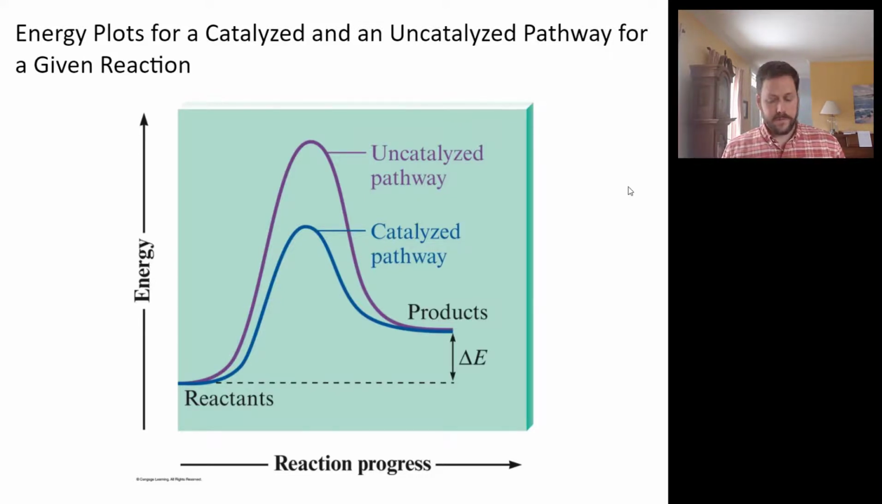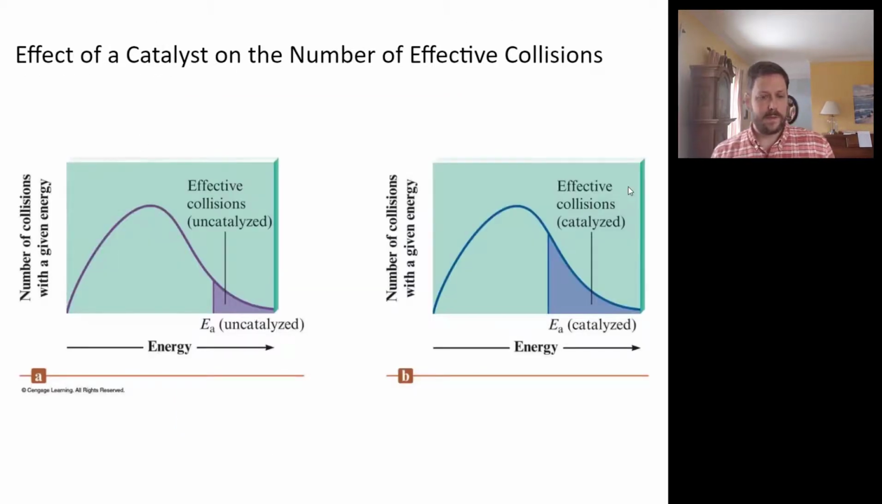Another important graph to be able to analyze in this context is, again, looking at a Maxwell-Boltzmann distribution and seeing that a lower activation energy effectively means that there's a greater number of particles that actually can have effective collisions. You can see in this case, we're not talking about two different temperatures. Both graphs show the same temperature. However, the one on the right is showing a lower activation energy associated with the presence of a catalyst. So there's a greater number of particles that can overcome that threshold. So the threshold is lower.